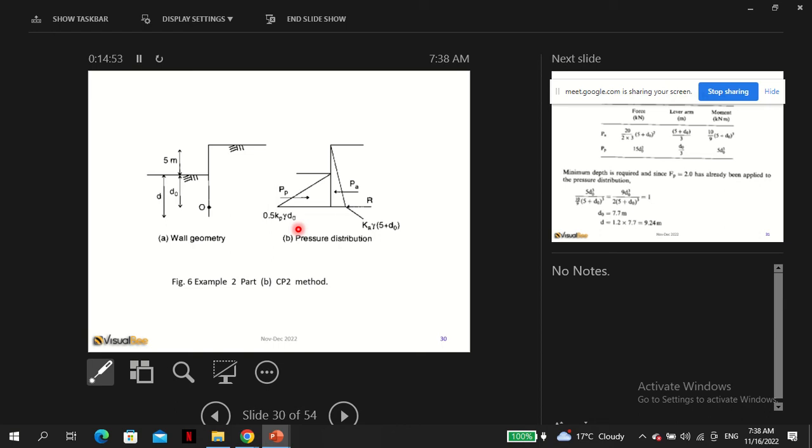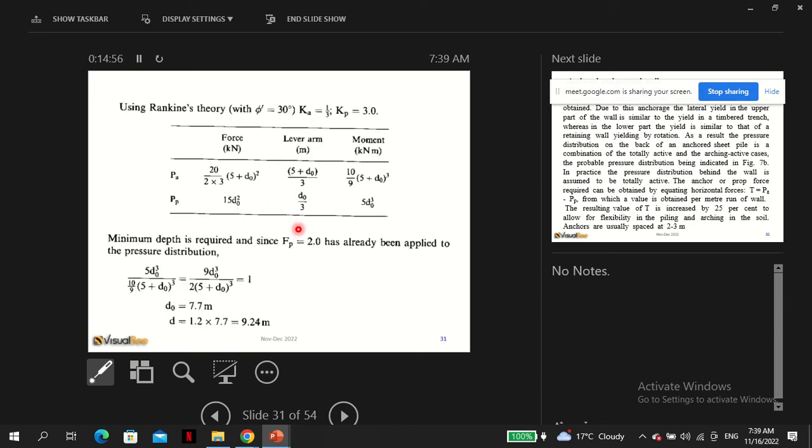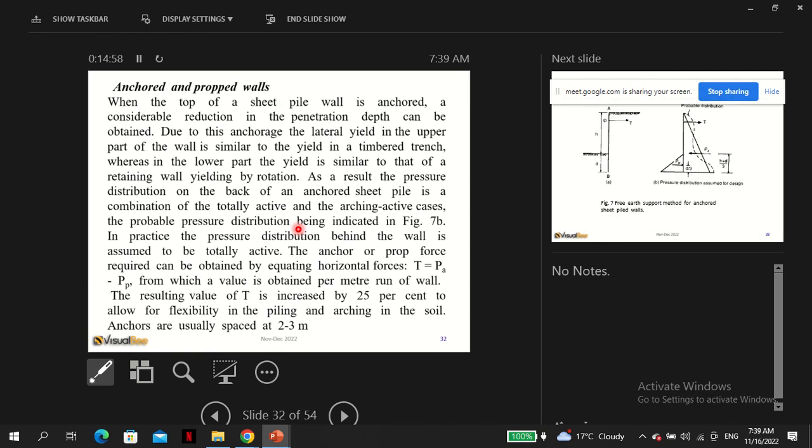Okay, so the anchored propped walls. When the top of a sheet pile wall is anchored, a considerable reduction in penetration depth can be obtained. So when you anchor the top of the sheet pile wall, due to this anchorage, the lateral yield in the upper part of the wall is similar to the yield in the timbered trench, whereas in the lower part the yield is similar to that of a retaining wall yielding by rotation.